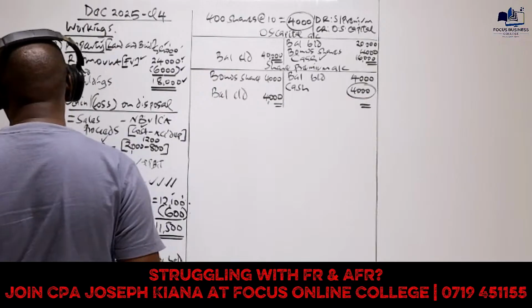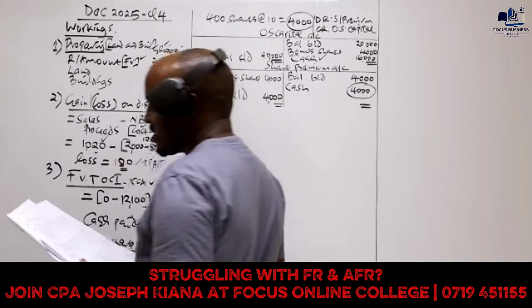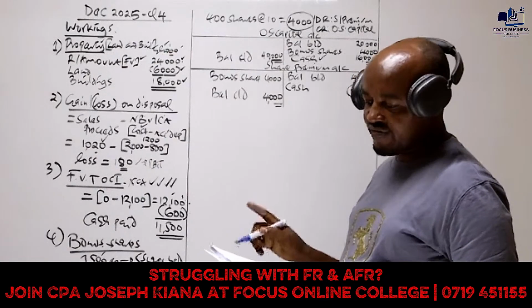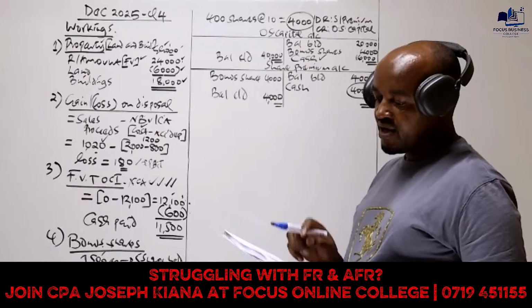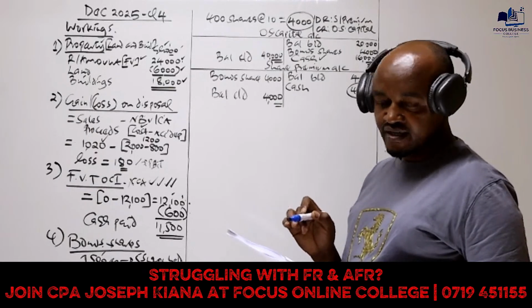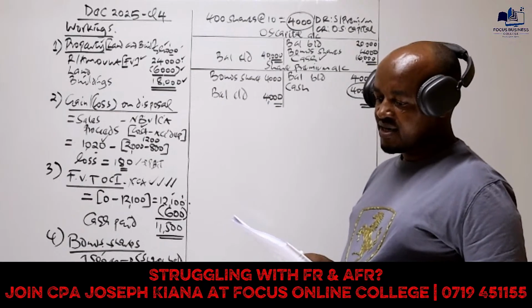And then we are told the property had a cost of 25 million. This property, which was revalued, had a cost of 25 million. And you're told that included in that 25 million is the cost of land.